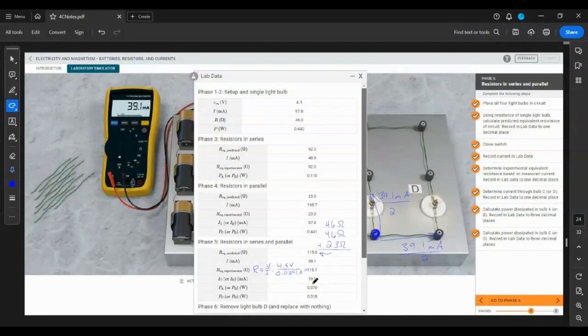Then now we want to work through these different power formulas. Remember that P equals I squared times R. But you want to make sure you're matching this up.